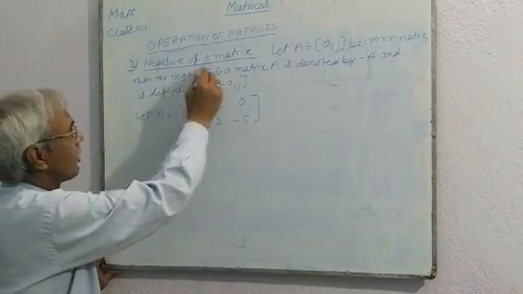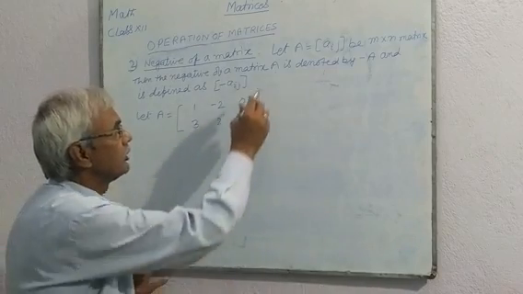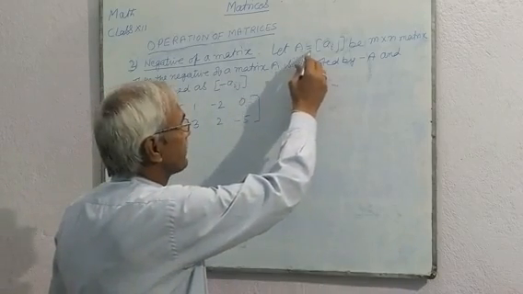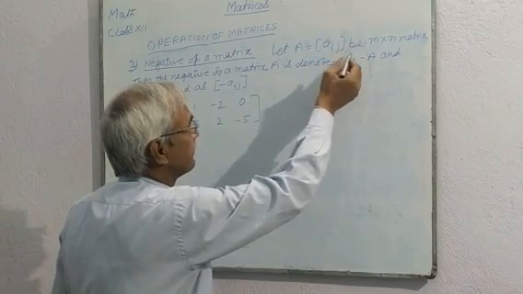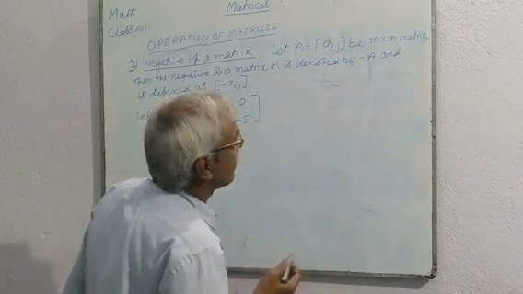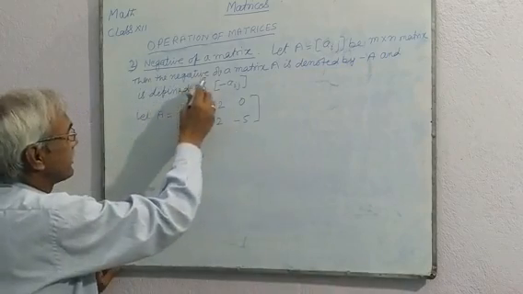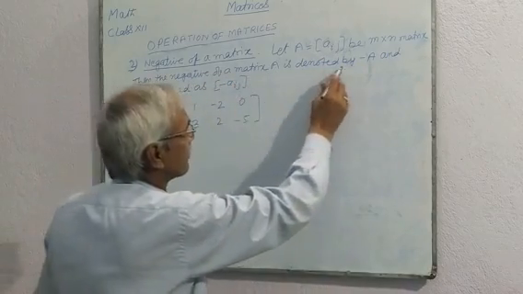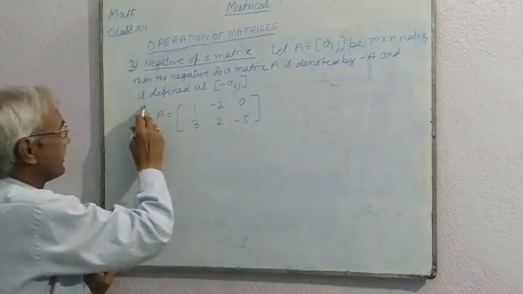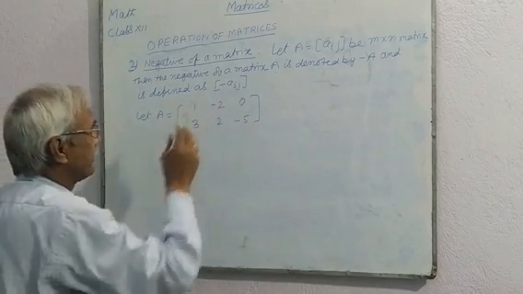Second, negative of a matrix. Let A be an m into n matrix whose elements are Aij. Then the negative of matrix A is denoted by minus A and is defined as minus Aij.